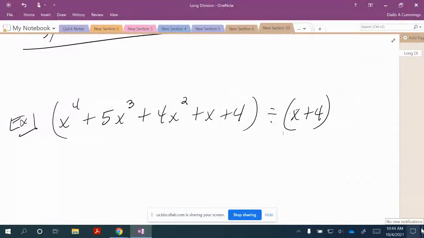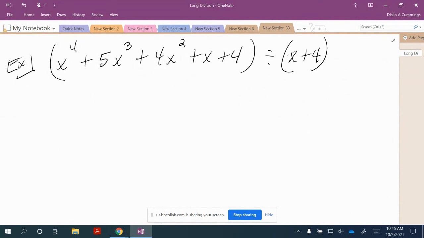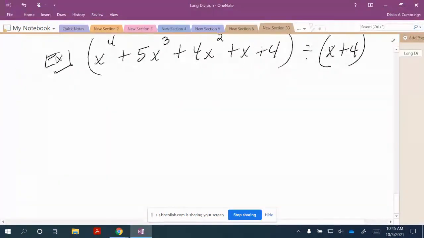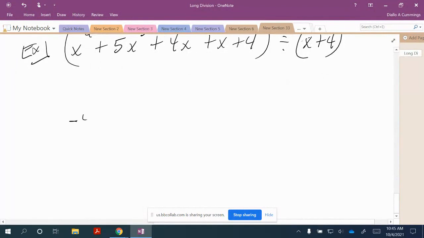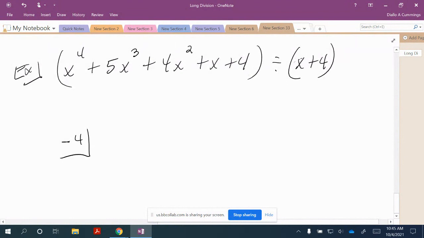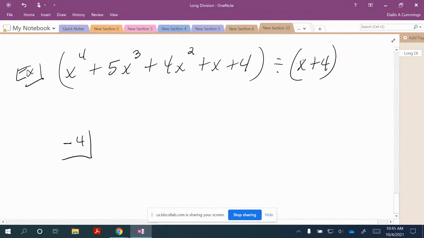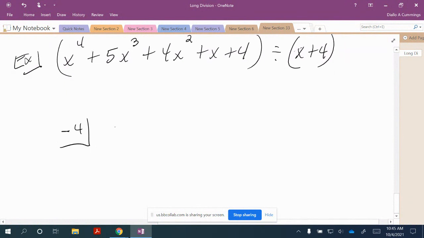All right, let's take a look at the solution. So we're going to first find the divisor. If you take x plus 4 and set that equal to 0, you should have -4 as your divisor. Notice that the dividend is in descending order. So the coefficient for the first term is 1, the second term is 5, the next term is 4, then 1, and 4.